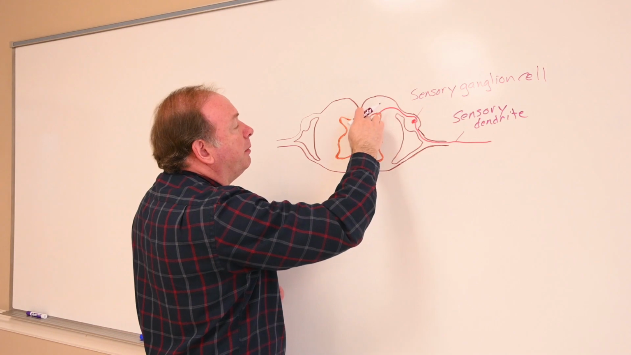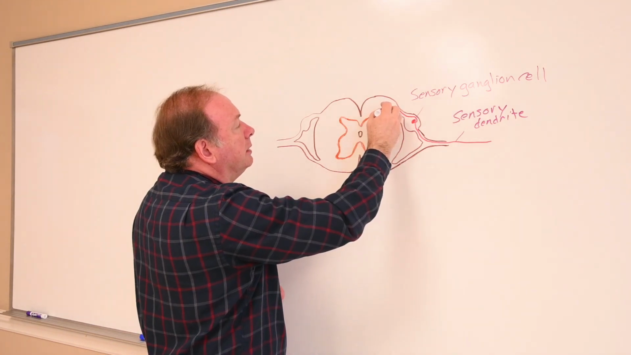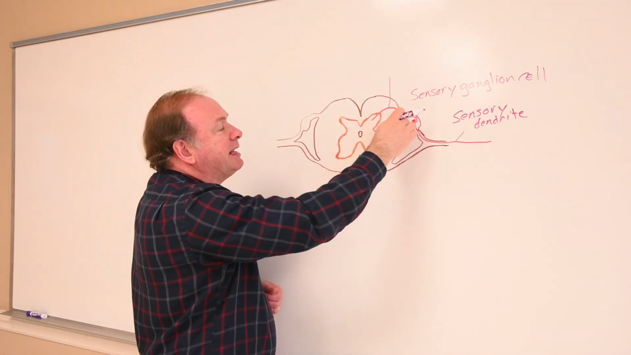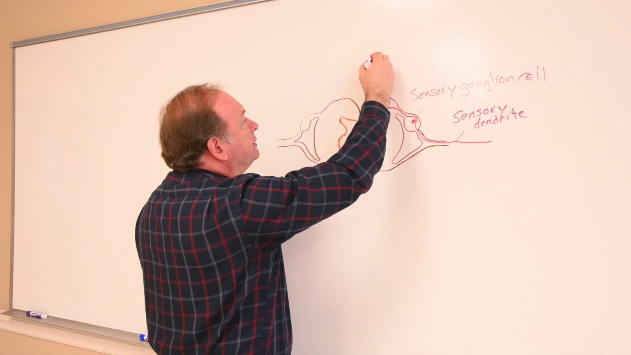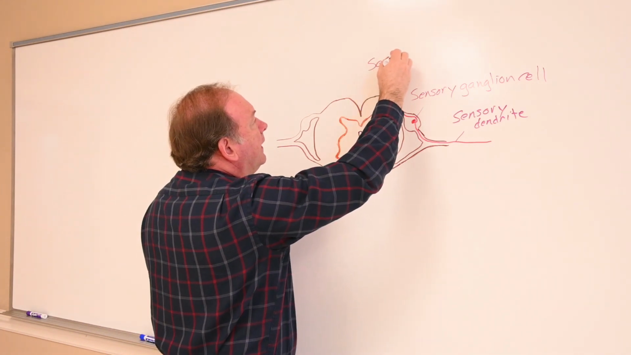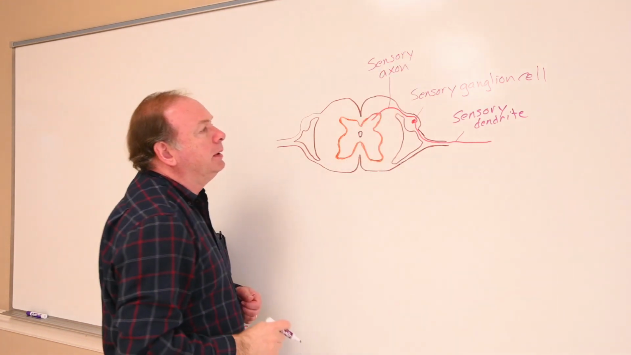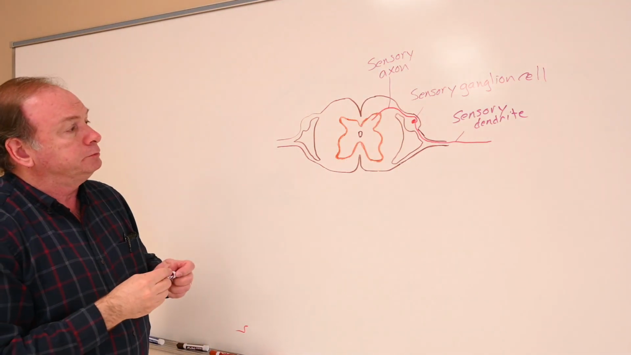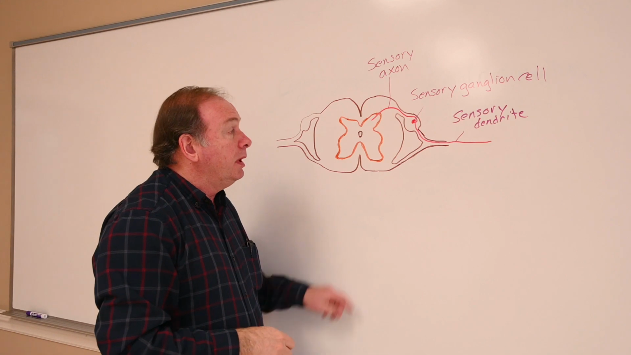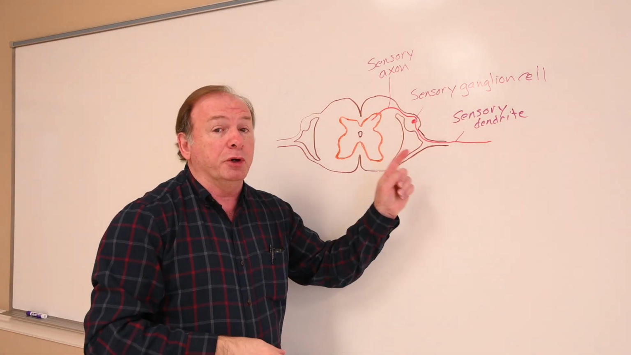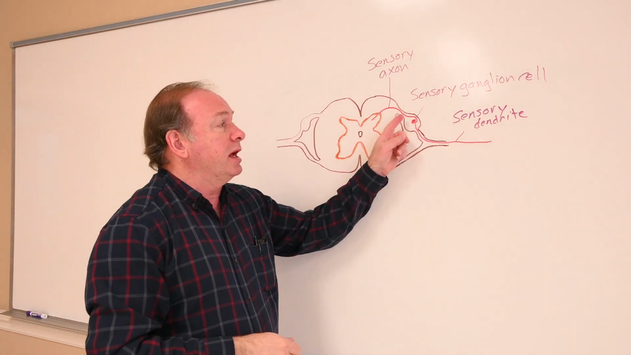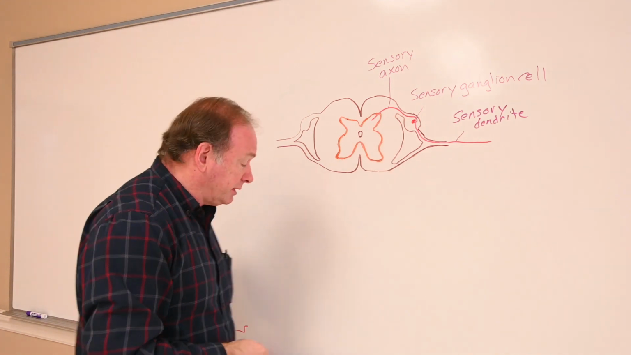And then coming from that, going into the dorsal horn of gray matter, is the axon fiber. So this is a sensory axon. This is derived from neural crest tissue, the sensory ganglion and its processes, its extensions.